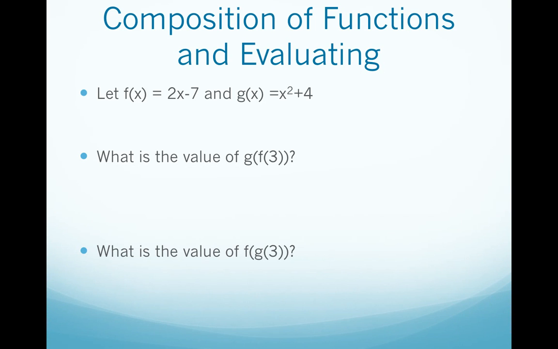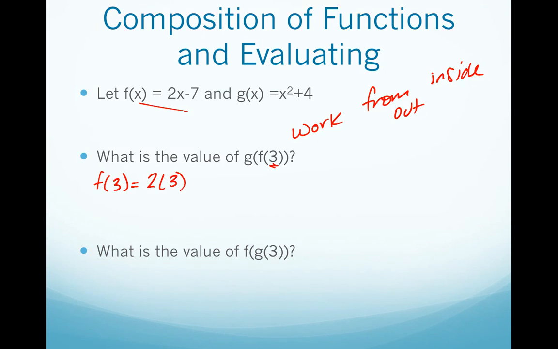Okay, so we've got f of x, we've got g of x. And so here we're going to do some where we're just evaluating at a certain value for x. In this case, work from the inside out. So I want to start with f of 3. I'm going to take 3 and plug it in for x in the f function. So I've got 2x minus 7, which is really going to be 2 times 3 minus 7. So 6 minus 7, which is negative 1. That's what f of 3 is equal to.